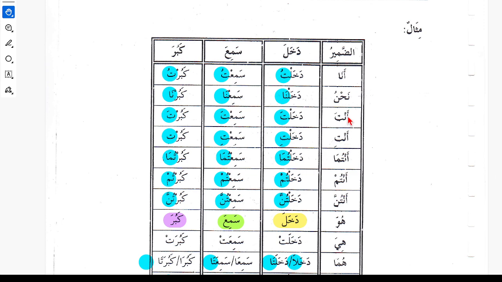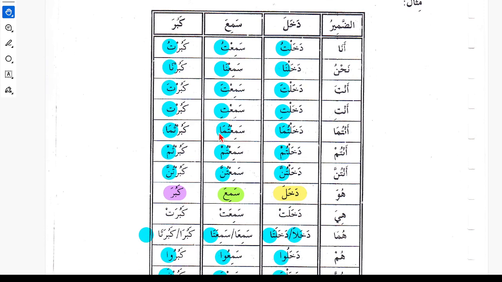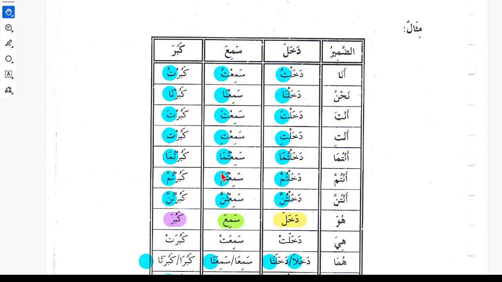For second person, anta samita, ta is the fa'il. Samiti, samituma. So anta means you listened, masculine. You feminine listened. You both listened. You all masculine listened, samitum, samitunna. You all feminine listened. Samitu, I listened. Samina, we listened.